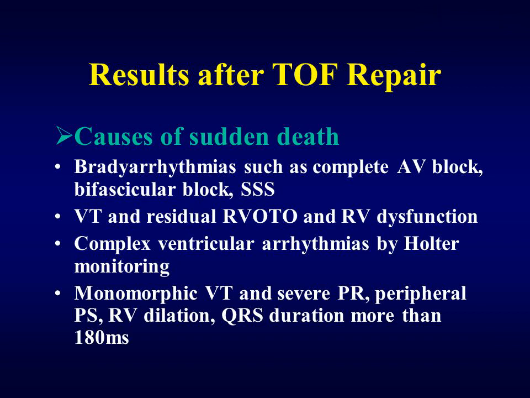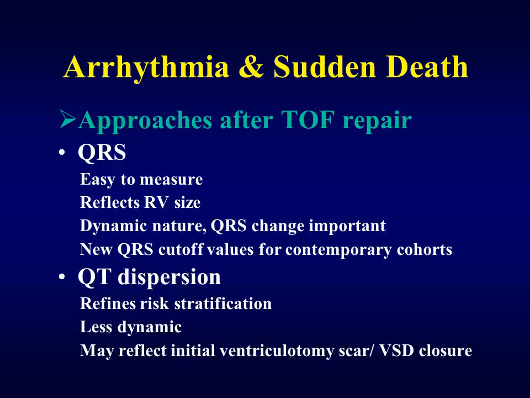Results after TOF repair. Causes of sudden death: bradyarrhythmias such as complete AV block, bifascicular block, SSS; VT and residual VOTO and RV dysfunction. Complex ventricular arrhythmias by Holter monitoring, monomorphic VT and severe PR, peripheral PS, RV dilation, and QRS duration more than 180 ms are associated with arrhythmia and sudden death.